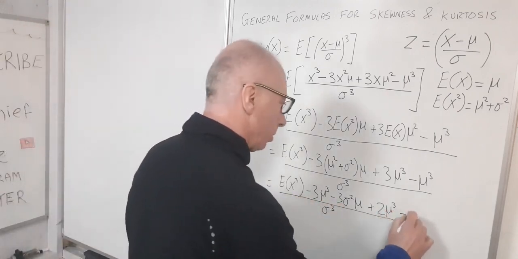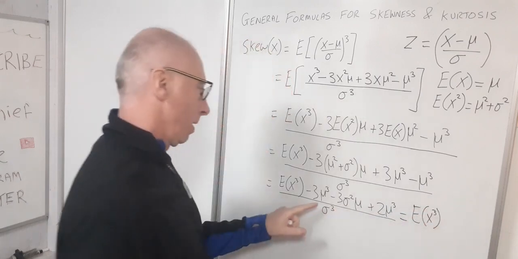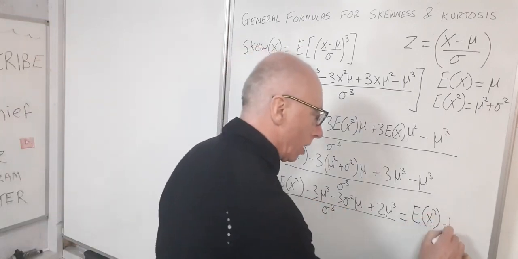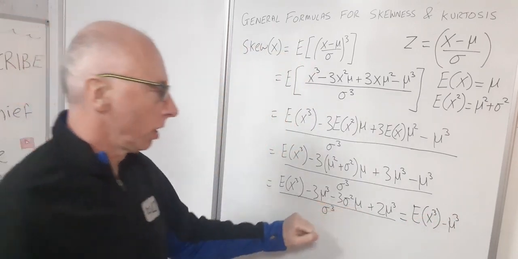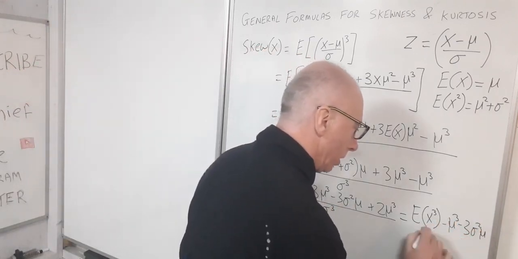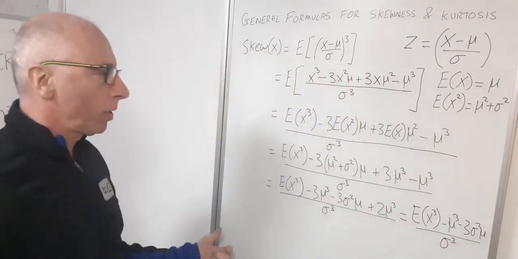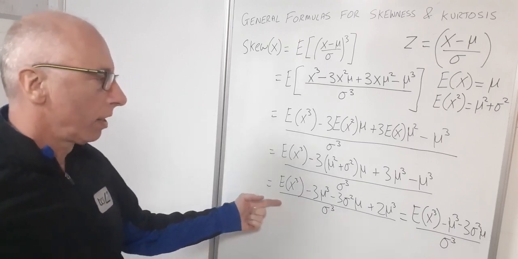So this then equals expectation of x cubed minus mu cubed and minus 3 sigma squared mu, divided by sigma cubed. And that would take care of our skewness for x.